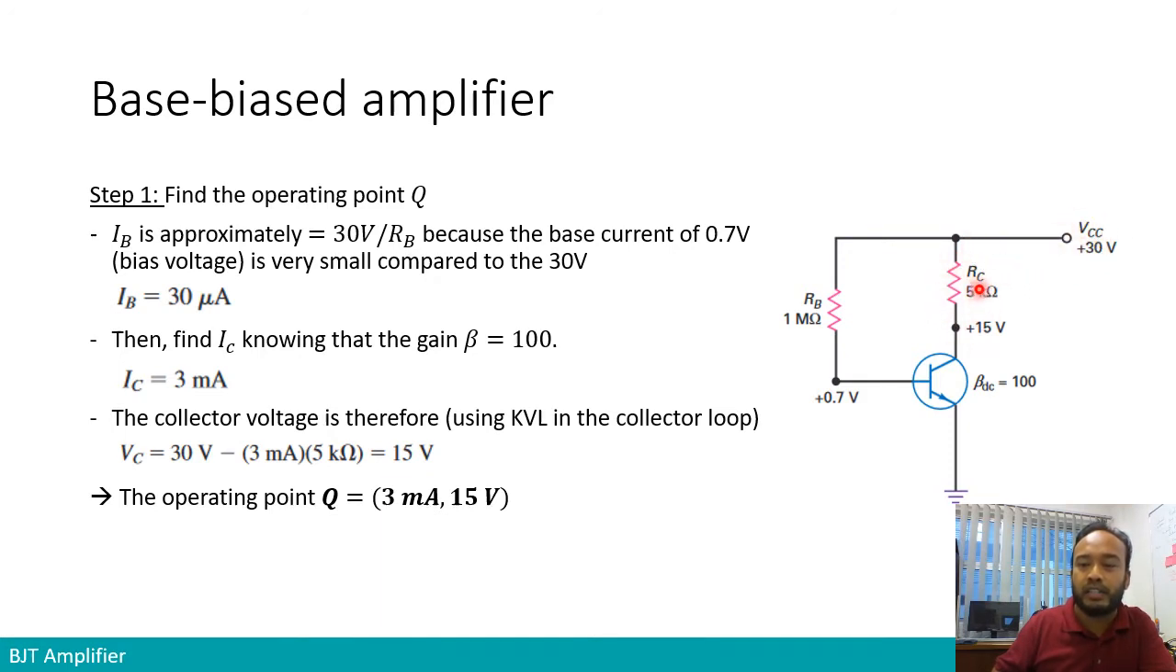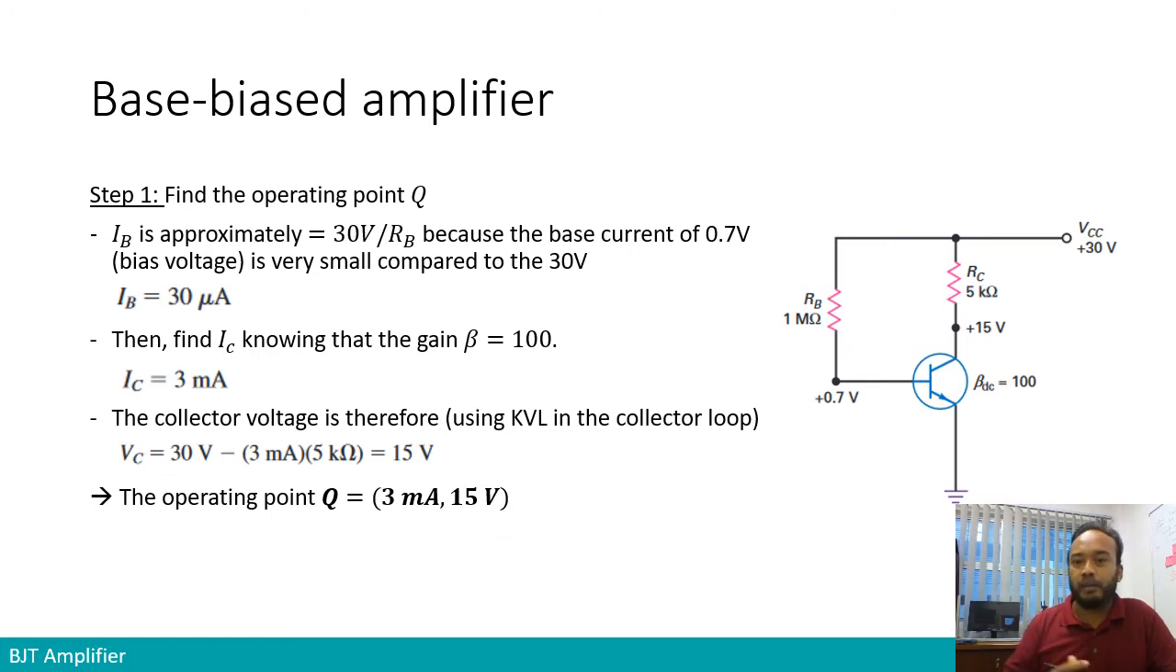So what is the voltage across RC? The voltage across RC is the product of the resistor RC multiplied by the current IC. From there, you get the value of 15 volts. So VC is the same as VCE because there is no resistor at the emitter, so VE equals zero. It gives us the operating point Q of the BJT of 3 milliamps IC and 15 volts of VCE.